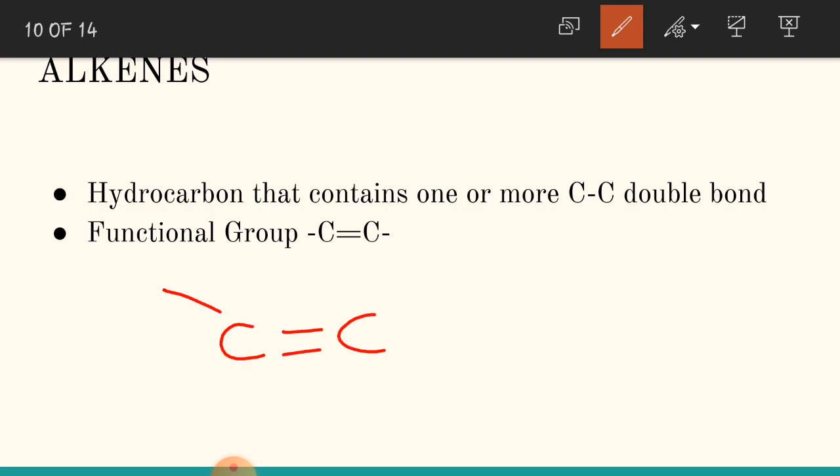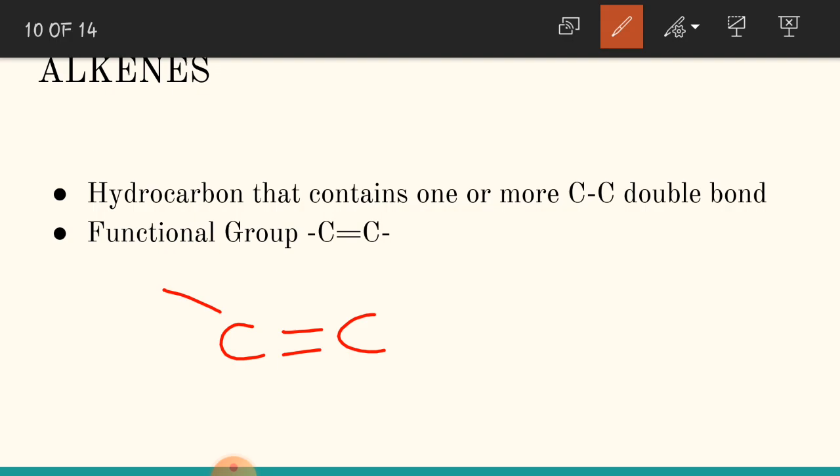Now the prefix eth means that the organic compound has two carbon atoms. The suffix ene means that the organic compound is having a double bond between two carbon atoms. So first we will draw C double bond C, and then we will complete the valency of each carbon atom.